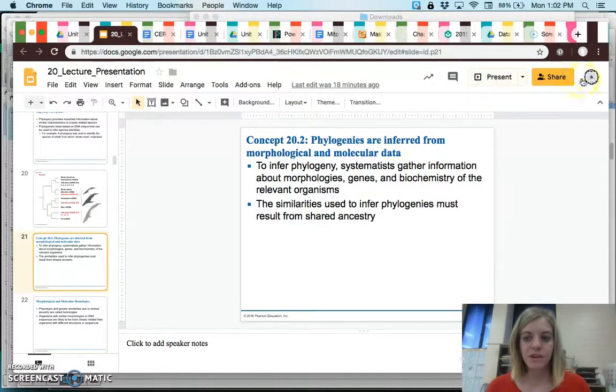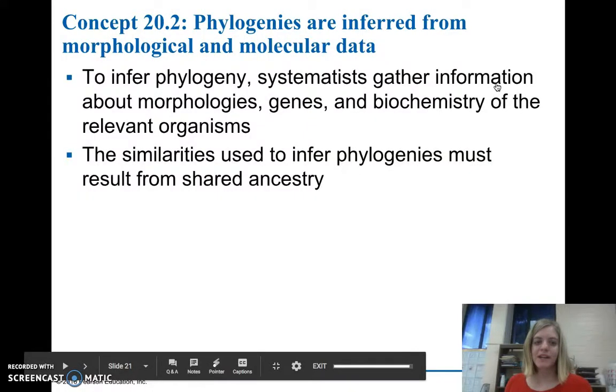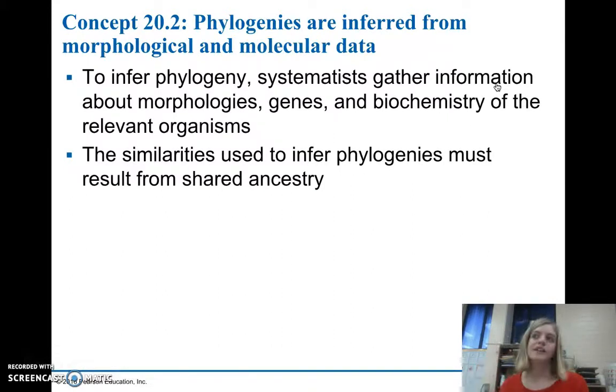So in these two sections, we're going to talk about how scientists actually make these trees and how you can do it yourself. When scientists are attempting to make a phylogenetic tree, they take a lot of information into account. They look at the morphology, so the physical look of the organism. They take a look at the genes, the biochemistry, etc. And then they try to use these similarities to inform phylogenies that result from shared ancestry.